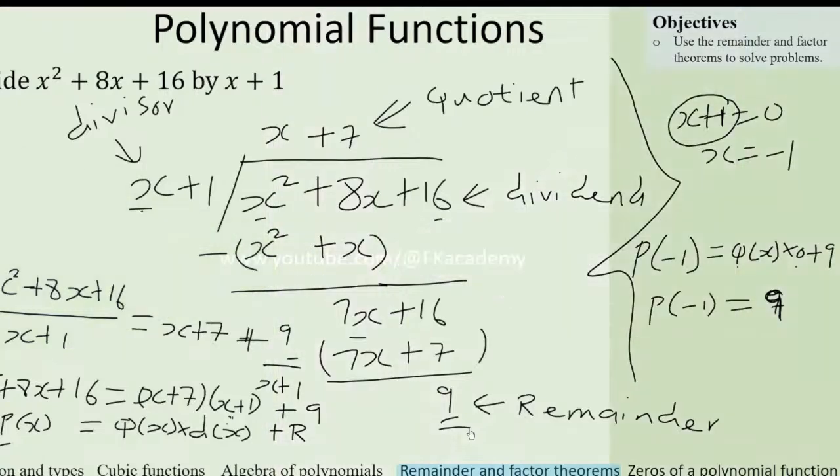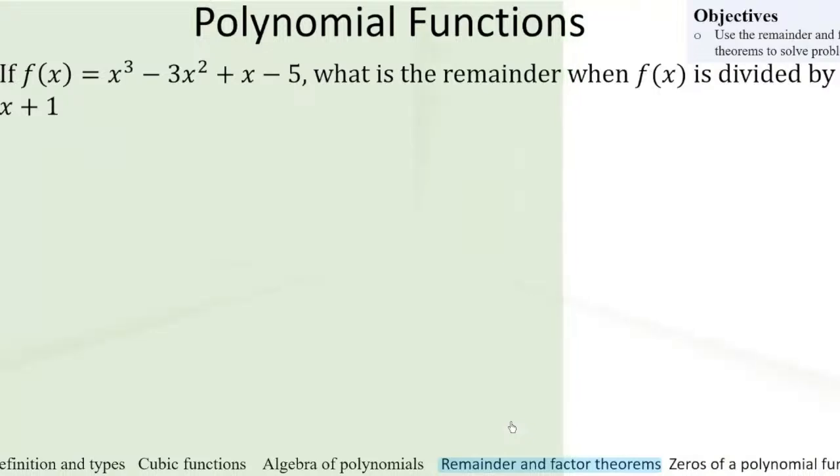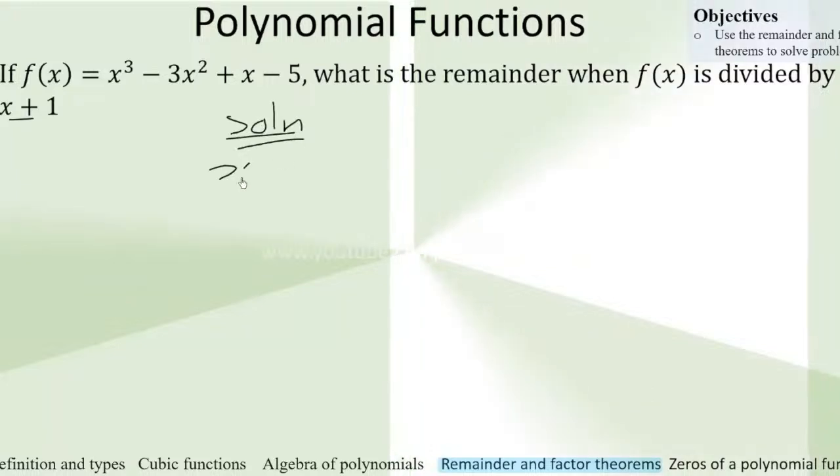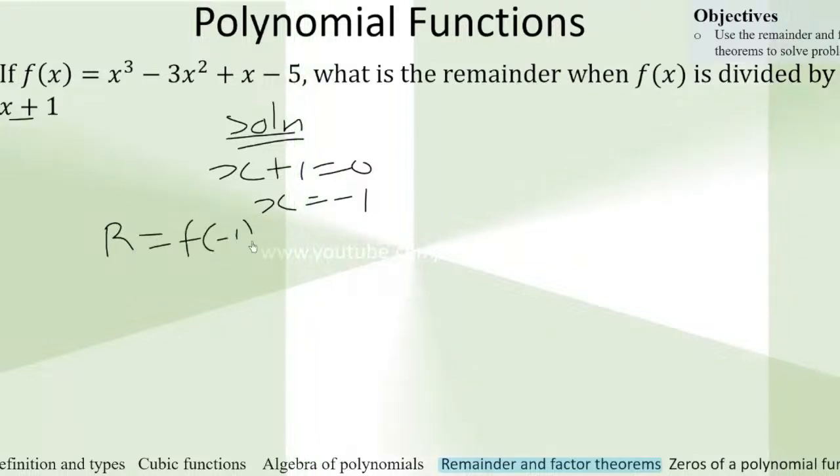So that is what the remainder theorem says. It says that if the polynomial expression that defines the function of p is divided by x minus a, then the remainder is the number p of a. So for instance, if f of x equals x cubed minus 3x squared plus x minus 5, what is the remainder when f of x is divided by x plus 1? So you put the divisor to 0, x plus 1 is equal to 0, and that will give us x equal -1. So the remainder will be equal to f of -1.